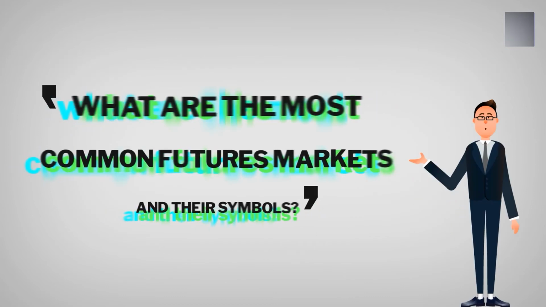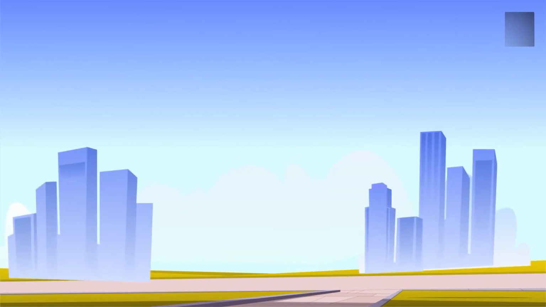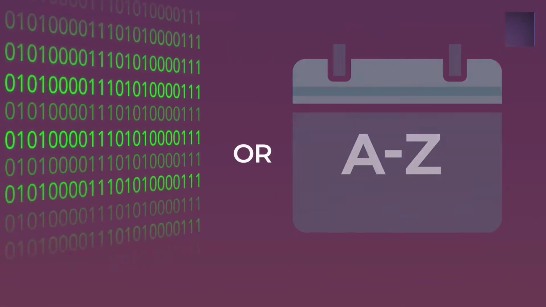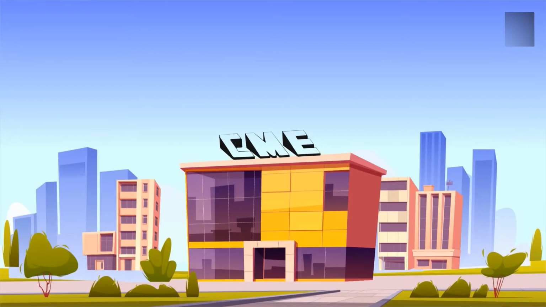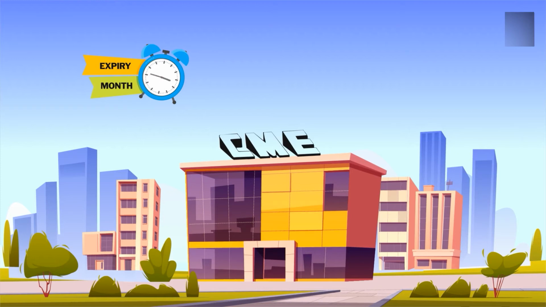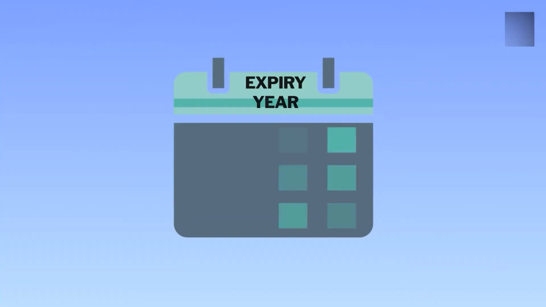What are the most common futures markets and their symbols? The symbols used for futures contracts are majorly traded at the CME, and they are represented by a number or a letter or both. The letter in the symbol stands for the month in which the contract is expected to expire. The number in the symbol represents the year in which the contract is expected to expire.